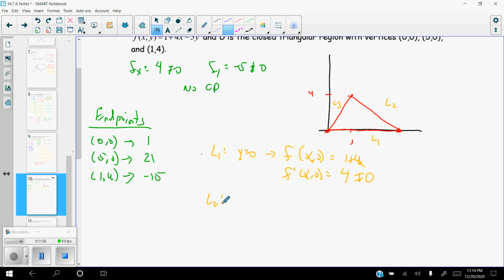Now we have to do a little bit of work. L2 is this one right here. Well, that is definitely not an easier one. You have to kind of figure out what the equation of that line is. Well, that's going to be along the line y equals, let's see if we can figure this out. I've got 2 points, so I can find the slope between the 2 points. Between the point (5, 0) and (1, 4), the slope is -1, I believe.